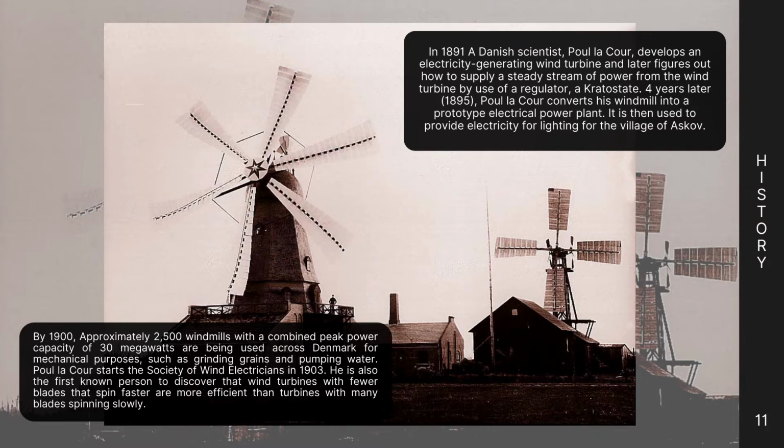By 1900, approximately 2,500 windmills with a combined peak power capacity of 30 megawatts are being used across Denmark for mechanical purposes, such as grinding grains and pumping water. Poul la Cour starts the Society of Wind Electricians in 1903. He is also the first known person to discover that wind turbines with fewer blades that spin faster are more efficient than turbines with many blades spinning slowly.